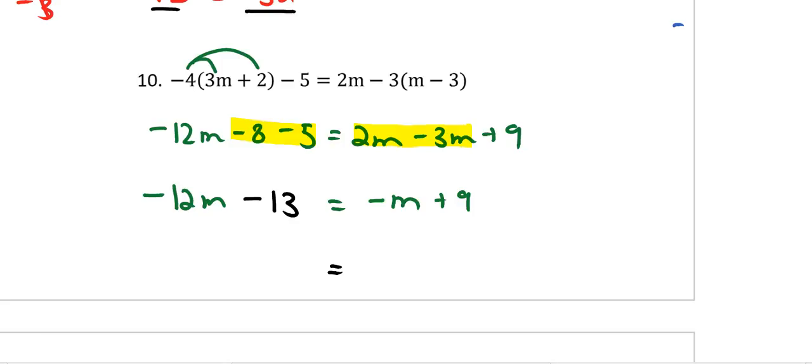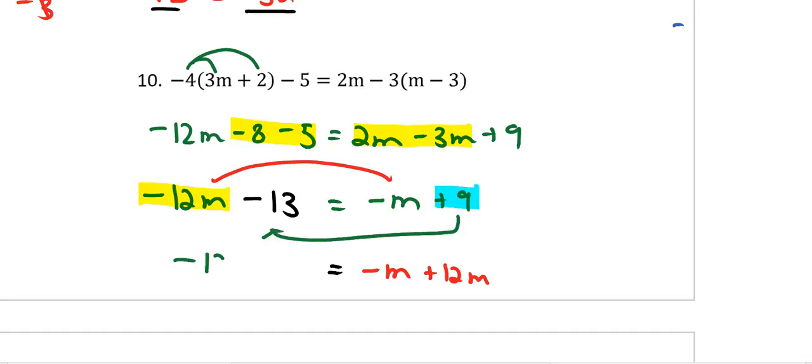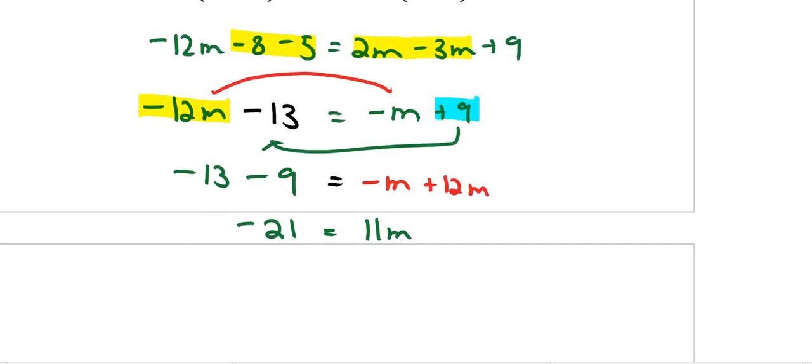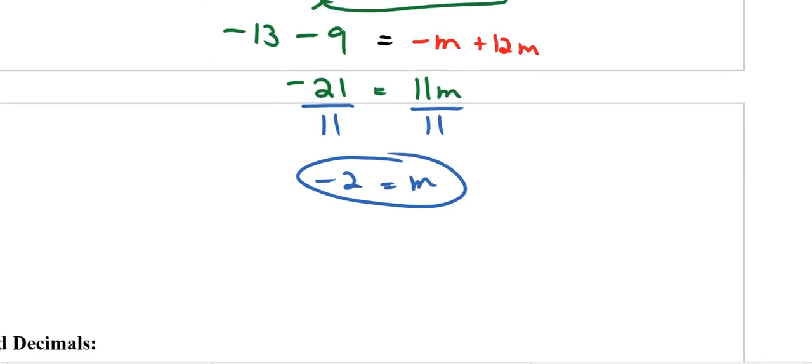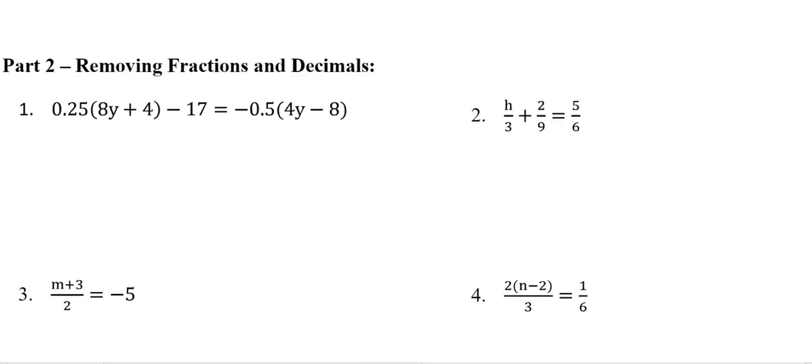Okay, and then I will highlight this negative 12m and I'll bring that to the other side. So that's going to be negative m plus 12m. And if I highlight this positive 9 and bring that to the other side, I'll have negative 13 minus 9. So this will be positive 11m, and this will be negative 21. And then if I divide both sides by 11, I will get m equals negative 2. Alright, so that's part 1 of linear equations. Let's move on to part 2, which deals with decimals, I guess.